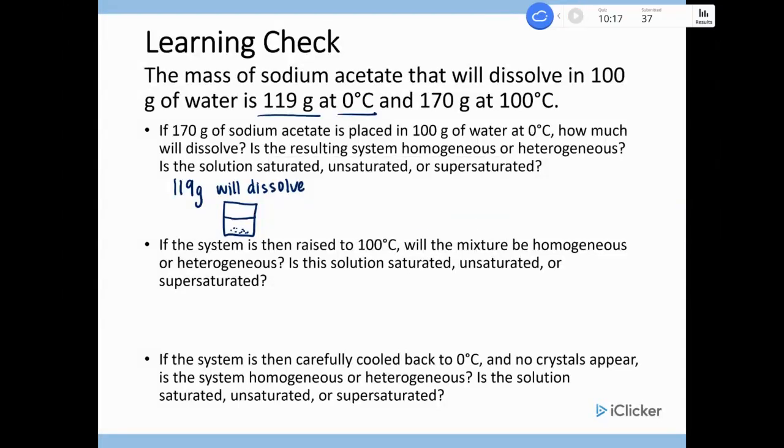Okay, so lots of good discussions. So this first question here, we've added 170 grams at 0 degrees Celsius. That's more than what can dissolve. So 119 grams, the maximum amount, has dissolved. That means that this solution is at saturation. It is saturated. But if you look at the solution, you can see liquid and you can see solid. So this is a heterogeneous solution because it's not uniformly dissolved. We have some solid.